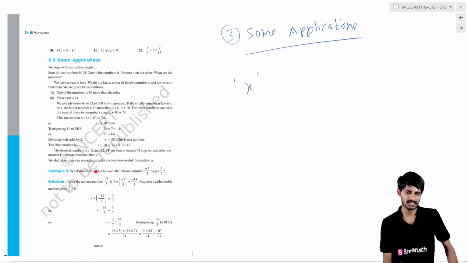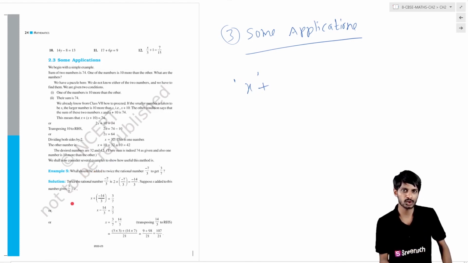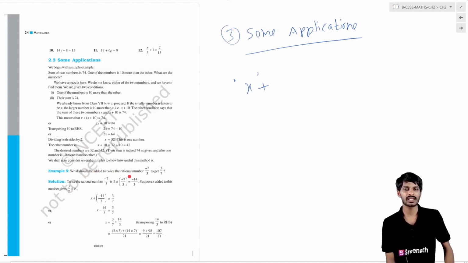And what should we do? That unknown number will be added to twice the rational number. So it must be added to twice the rational number. Basically the rational number is minus 7 by 3, and twice the rational number is 2 into minus 7 by 3. So we have to add that number to twice the rational number, that is 2 into minus 7 by 3, to get 3 by 7. The final answer will be 3 by 7. To get means that is equal to 3 by 7.